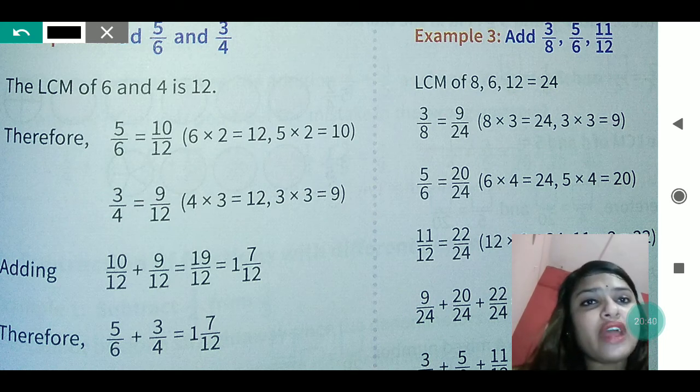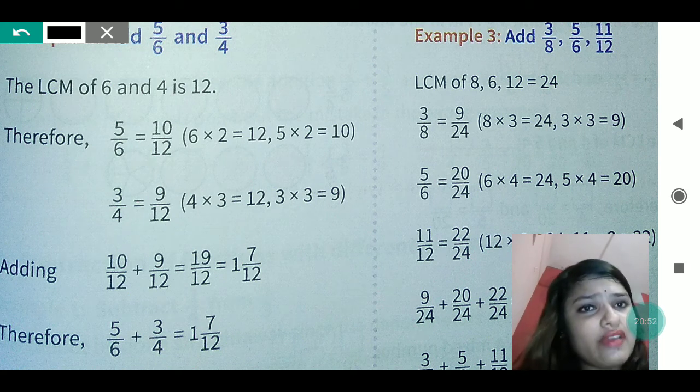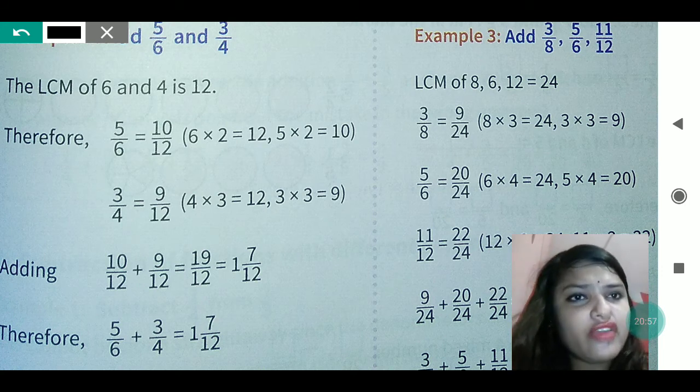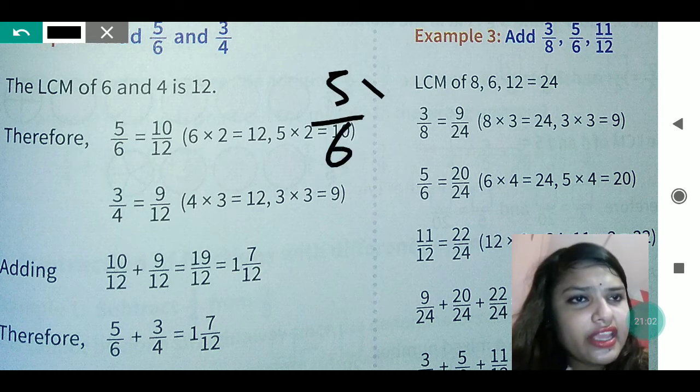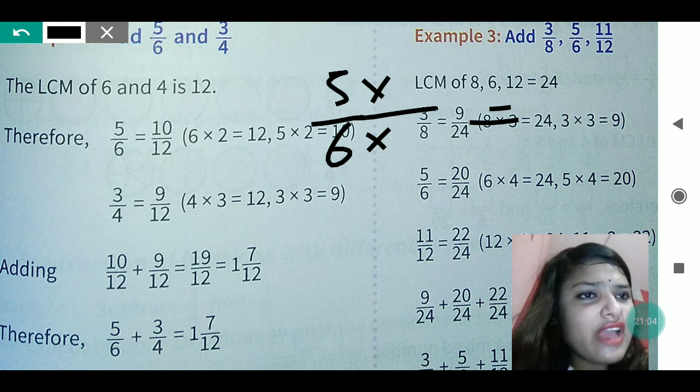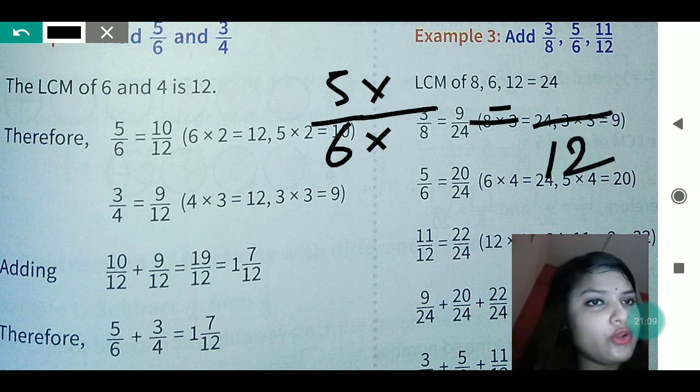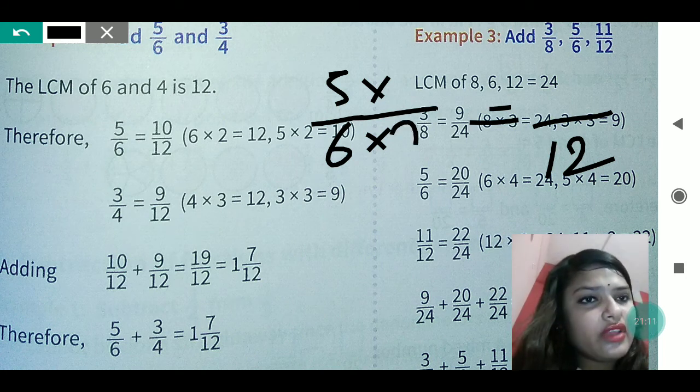So what you will do, you have to find the LCM of 6 and 4. When you find the LCM of 6 and 4, you will again get 12 as the LCM. Now 6 into 2 is equal to 12, and 5 into 2 is 10. With the help of equivalent fractions, don't get confused. Downside, at any cost, we have to write 12. So with which number will you multiply 6 to get 12? When I multiply 6 with 2, I will get 12.